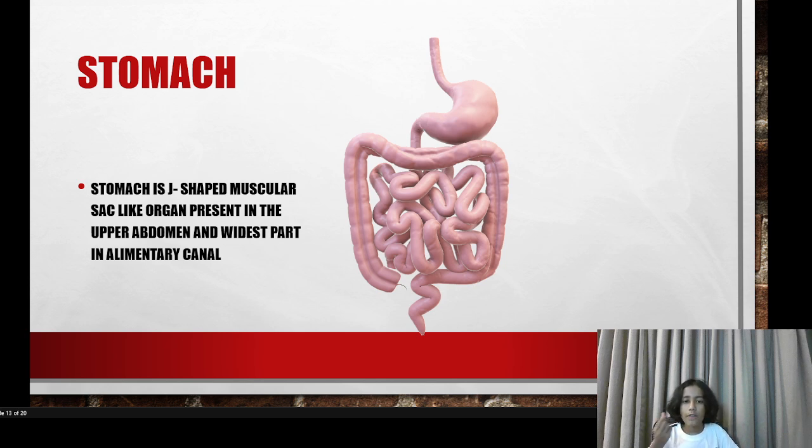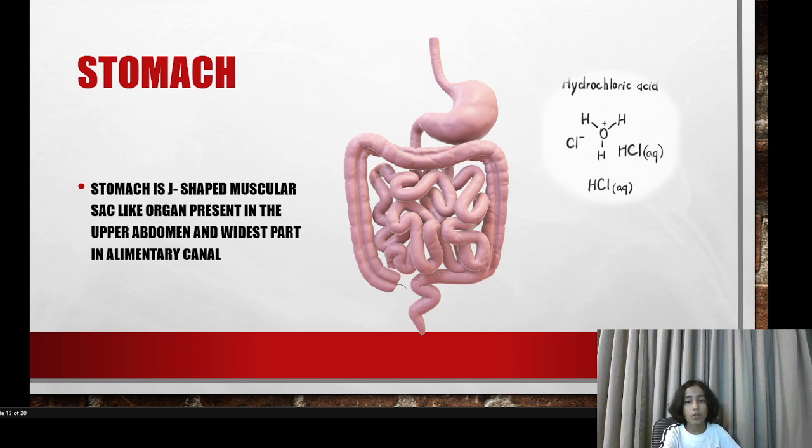So our stomach has a main function of doing chemical digestion. So how does this take place? So the stomach has various compounds or chemicals, we can say, which are used for this chemical digestion. The first is mucus. Mucus protects the inner lining of stomach from acids and enzymes.